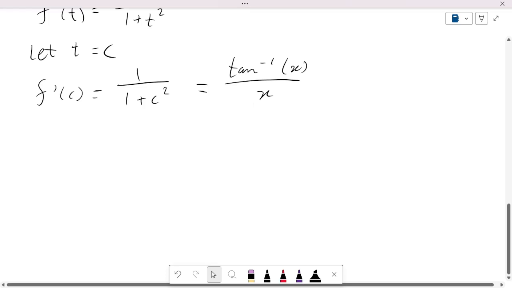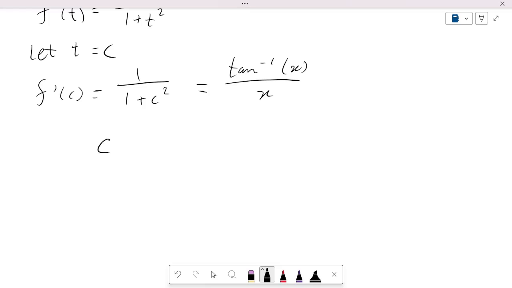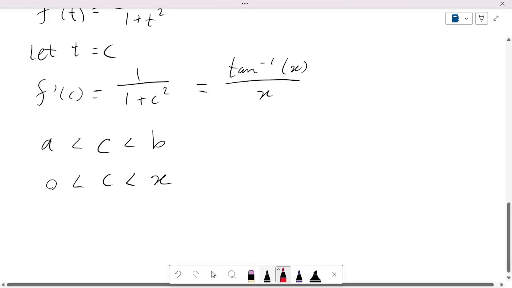So let's consider the following over here. Remember that c needs to lie in the interval between a and b. And what is a? a was equal to 0 that we assigned, and b was equal to x. So what we are saying is the following. If we look at the inequality here, let's focus on this for now. We have c is less than x.